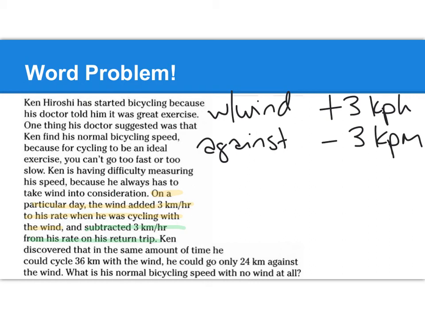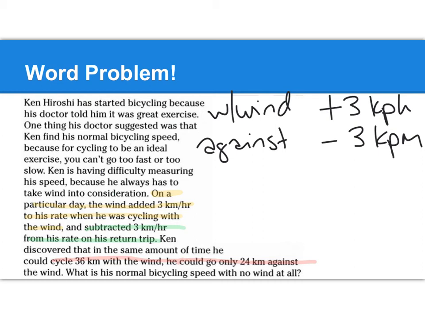Ken discovered that in the same amount of time that he could cycle 36 kilometers with the wind, he could only go 24 when he is against. And what is his normal bicycling speed with no wind at all?